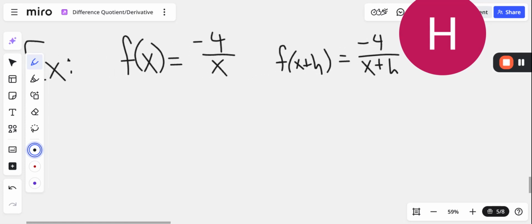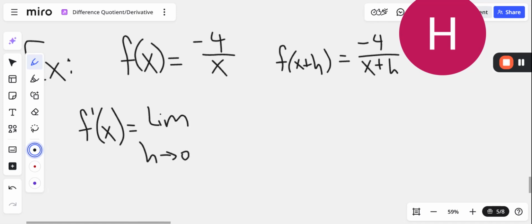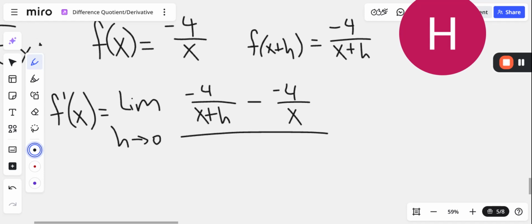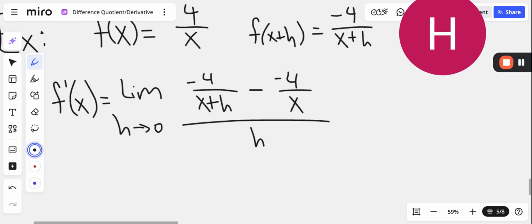Okay, so that means the derivative f prime equals the limit as h goes to 0 of negative 4 over x plus h, right? That's f of x plus h, minus negative 4 over x. You already know what I'm going to say about these negatives, right? Be careful with them. I would not necessarily recommend multiplying it right away. First, just get used to writing the structure out, and then in the next step, feel free to multiply it.